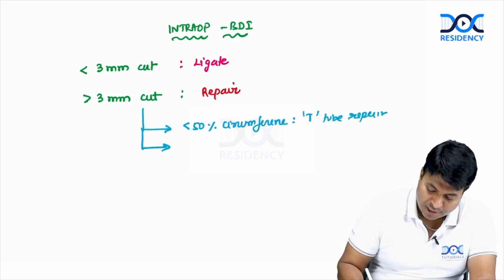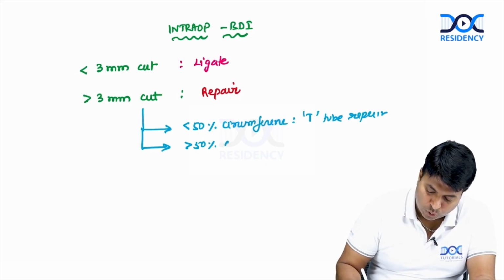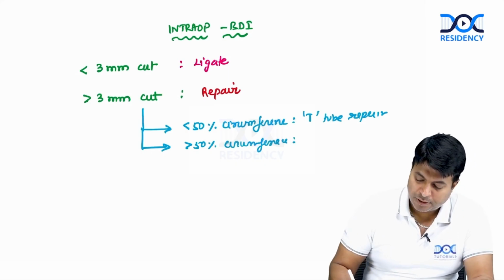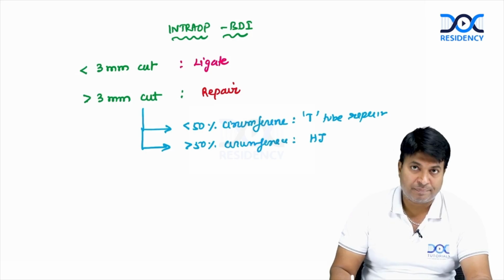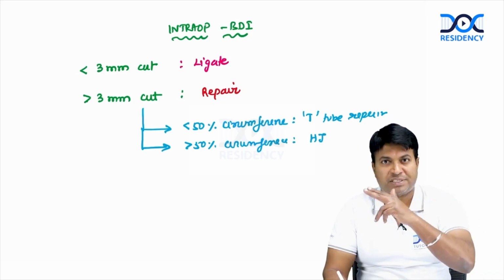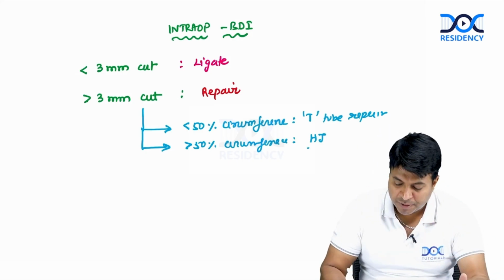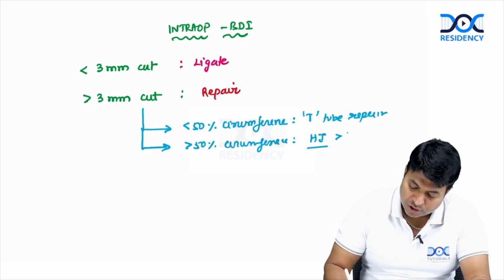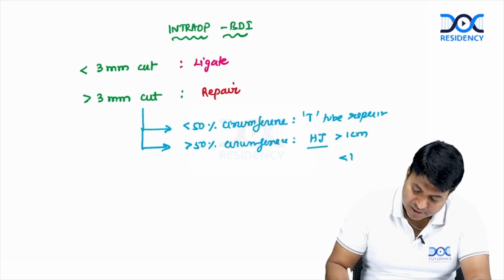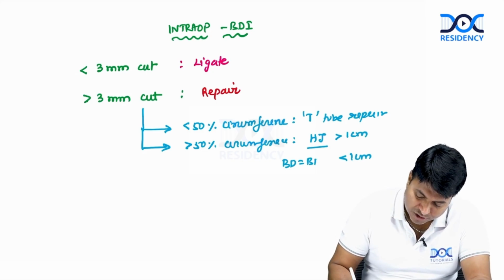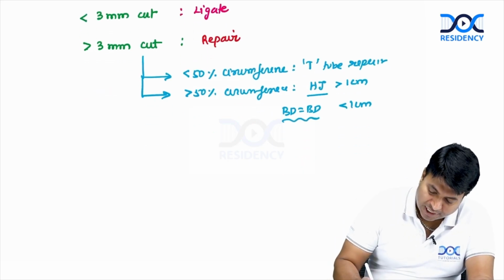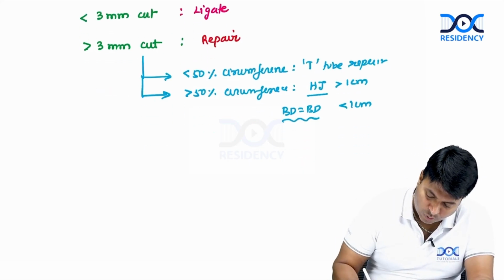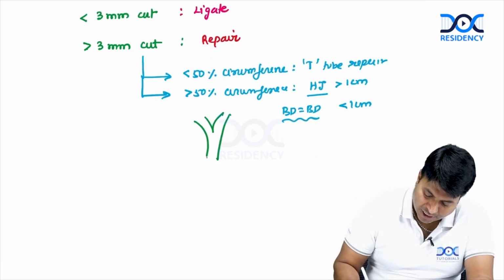If it is more than 50% circumference, I should do a hepaticojejunostomy or bowel anastomosis. If it is more than 50% cut, I have to do a hepaticojejunostomy if the distance is more than 1 centimeter. If the distance is 1 centimeter or less, a bile duct to bile duct anastomosis can be done. So if the cut end of the bile duct is within 1 centimeter, I can do a bile duct to bile duct anastomosis like this.